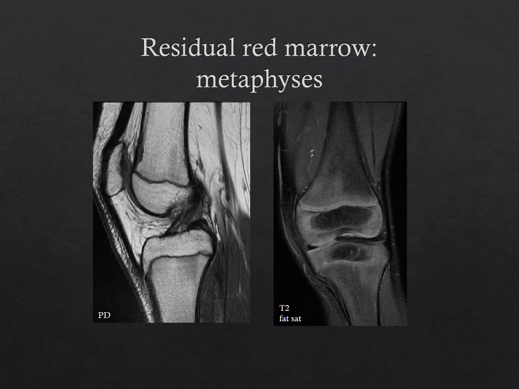Here is an example of residual red marrow in the metaphyses of two different patients. You can see the typical linear or flame-shaped appearance of the red marrow, which is perpendicular to the physis and non-mass-like.